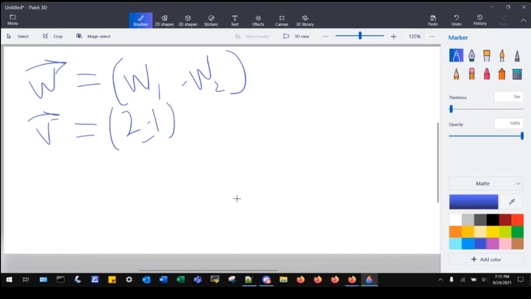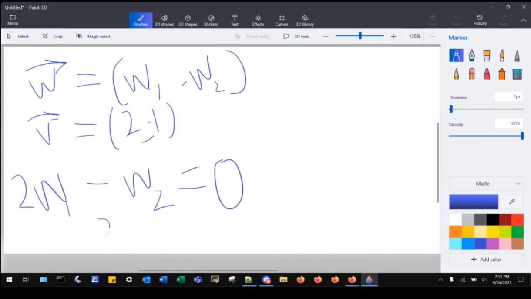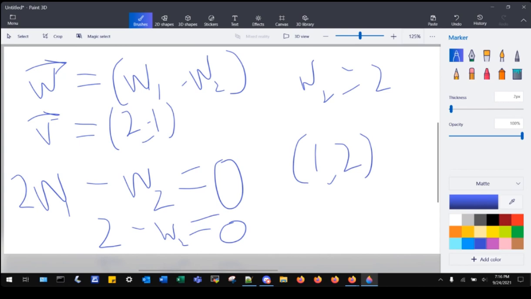The way we would do this is, again, we set the dot product equal to 0. So 2 times W sub 1, minus W sub 2, because we have a negative sign here, equals 0. Now we set all components but the last one equal to 1. So 2 minus W sub 2 equals 0, so W sub 2 equals 2. We substituted 1 for W sub 1. So 1, 2 is one vector that's perpendicular to V.